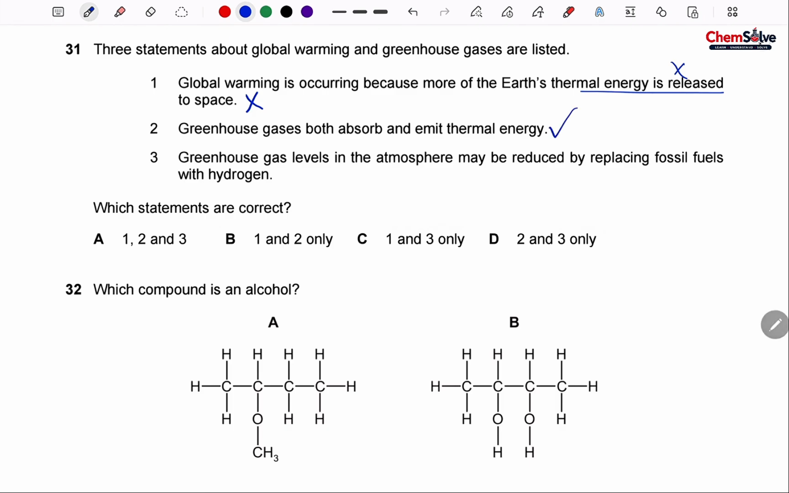Greenhouse gas levels in the atmosphere may be reduced by replacing fossil fuels with hydrogen gas, because when we burn hydrogen, it will only produce water. The only product is water, which is of course not harmful. So option D seems to be the correct one.